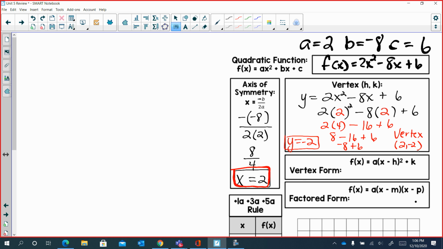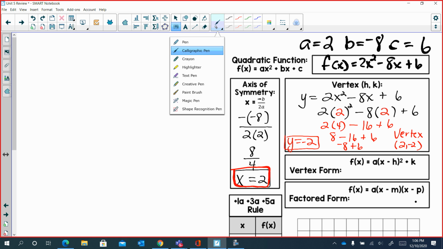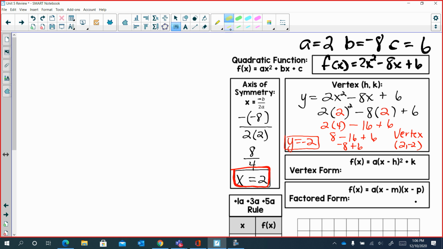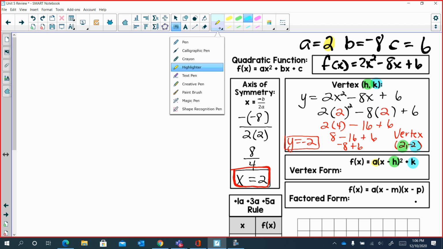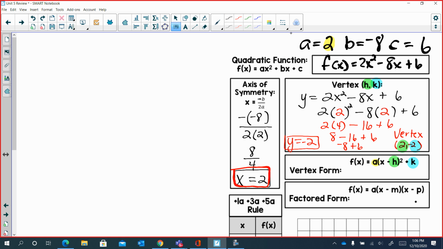All right, now we can plug in to the vertex form. Remember, because we have the A. Our A we know is 2. We have the H. Okay, what is our H? It is also 2. Are you paying attention? And we have the K, which is a -2. So when I plug it in to the vertex form, it would be 2 parentheses x minus 2 squared, then -2.